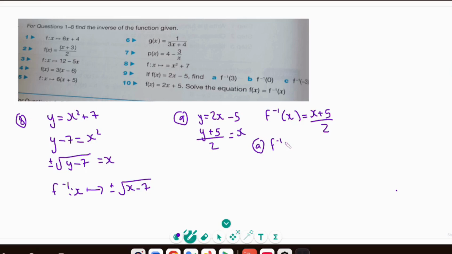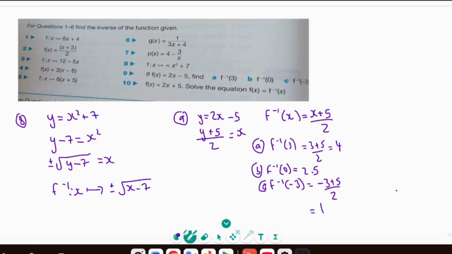F to the minus 1 of 3. 8 over 2, which is 4. F to the minus 1 of 0. 0 plus 5 over 2 is 2.5. F to the minus 1 of negative 3. 1. And question 10.